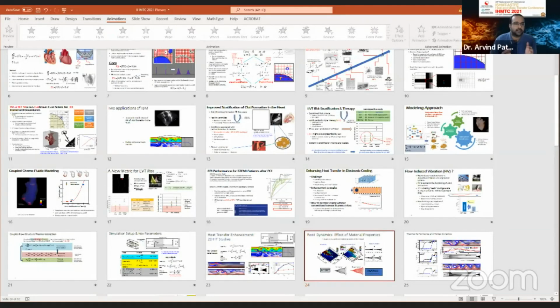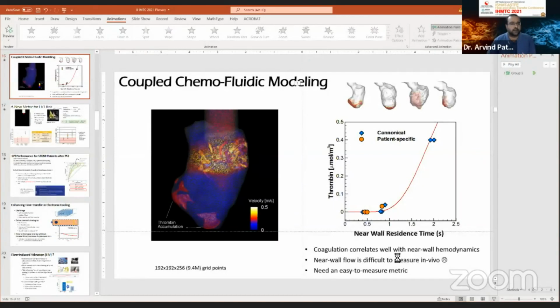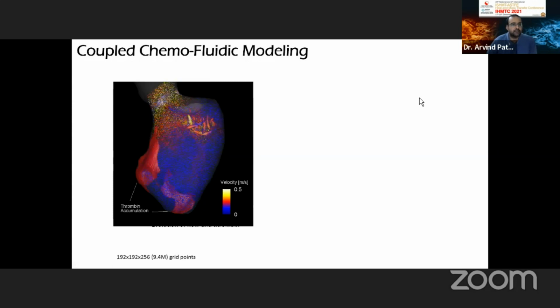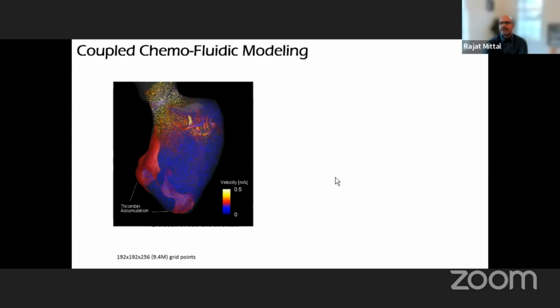Convince yourself that this really simulates the scenario where the person has an LVT, the scenario where the blood flow doesn't reach all the parts of the heart. So is there some validation that you compare it with the imaging or something like that? Yeah, that's a great question.